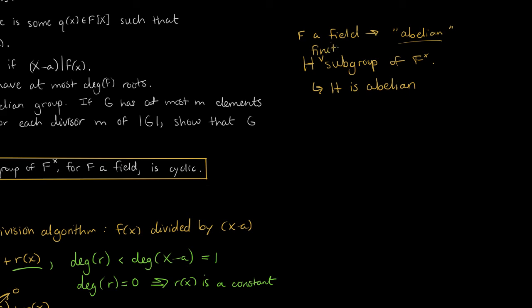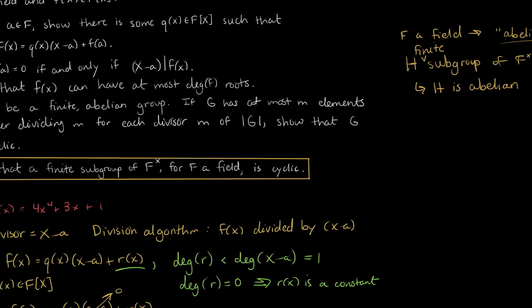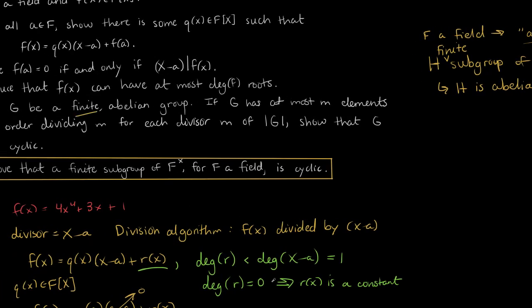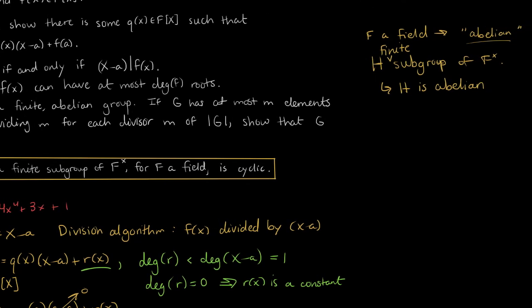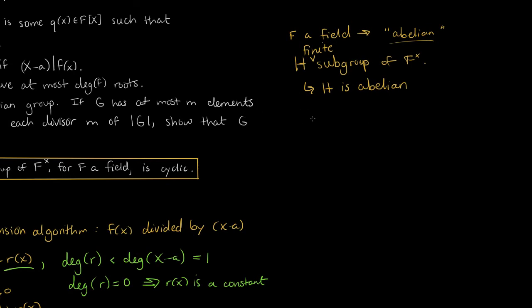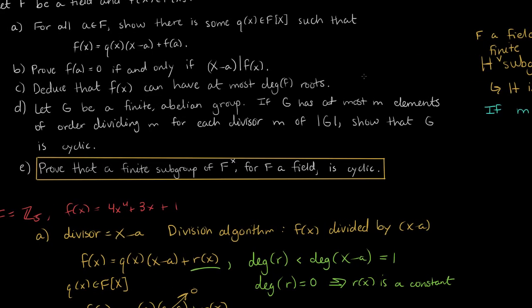That's going to be important because it's a condition that we used to prove part D. Namely, part D asks for a finite abelian group. And we can find a finite abelian group right here. It's H. So H is finite and abelian. Now, let's show that this property holds on H. So if m divides the order of H, we want to show that H can have at most m elements of order dividing m.